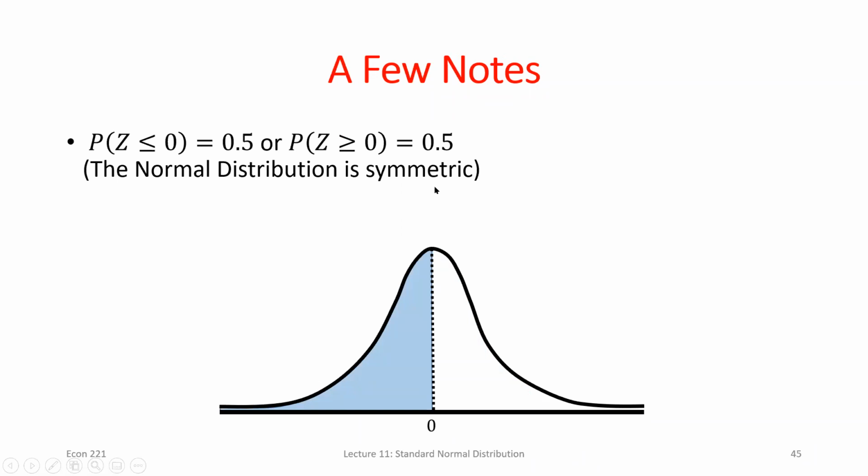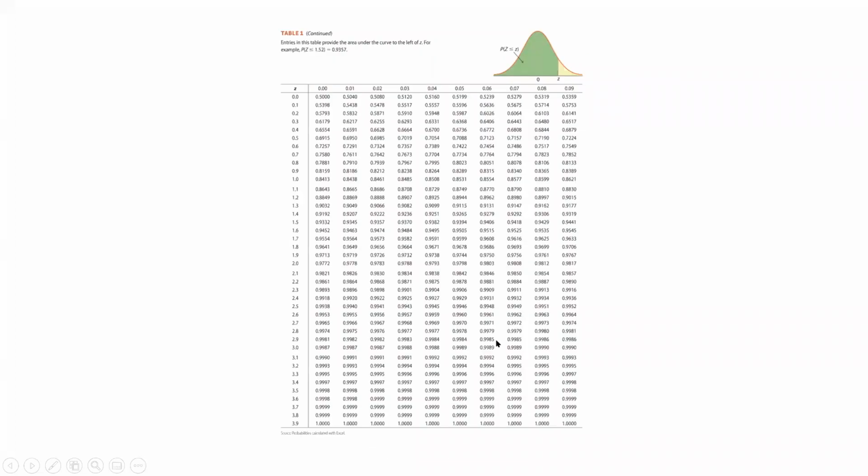A lot of the time we can make sense of, or bound, where the answer should be by remembering that this is a symmetric distribution: an area of 0.5 to the left of the mean, and an area of 0.5 to the right of the mean. So these are all things I've already kind of pointed out here.